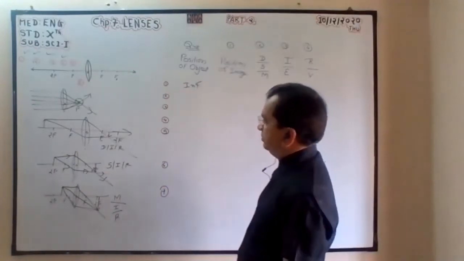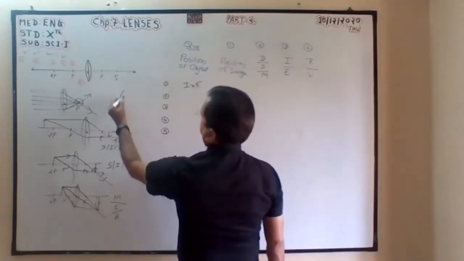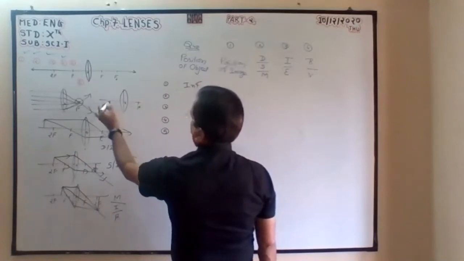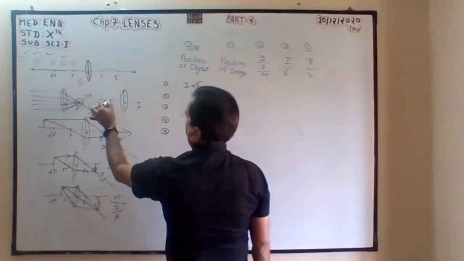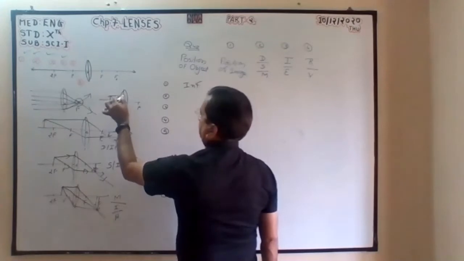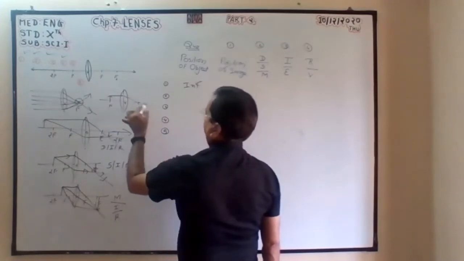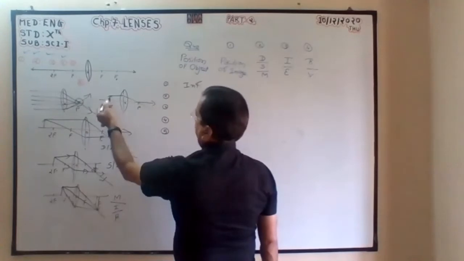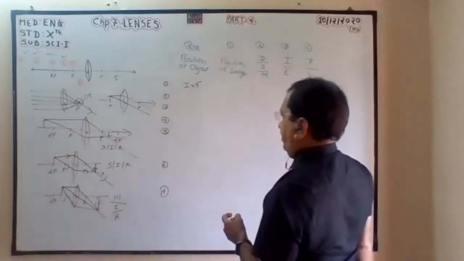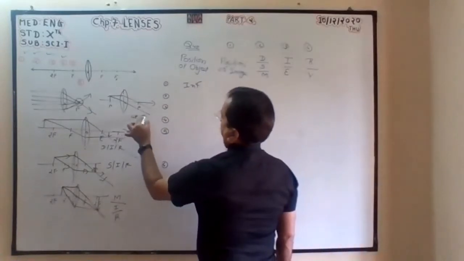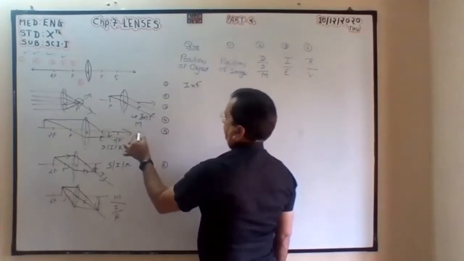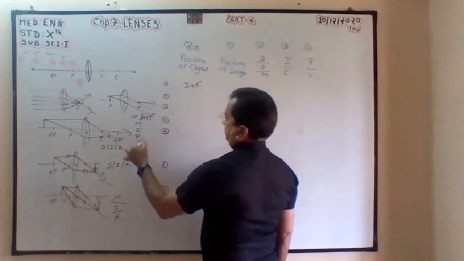1, 2, 3, 4. Then at F. O, F. If the object is at F, draw a parallel ray and pass it through F. Here you can't pass through F, so go directly through O. So it will meet at infinite. It is highly magnified. It is inverted. It is real.